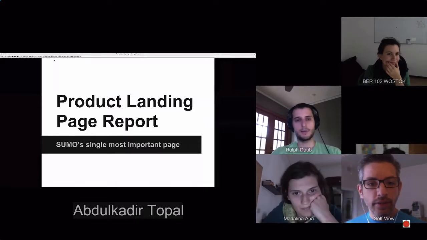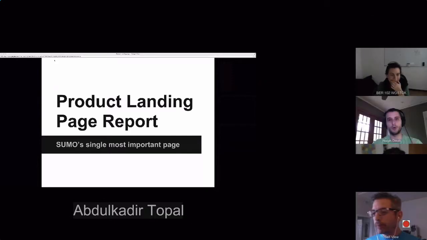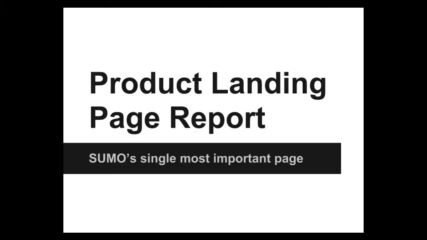Okay. I haven't given this presentation before, and I'm a little underprepared, but sorry about that. If you have any questions about this, let me know. So this is a report on the product landing page, and it's Sumo's single most important page. That is products/, and then usually it's products/Firefox or products/mobile. I looked specifically at products/Firefox.